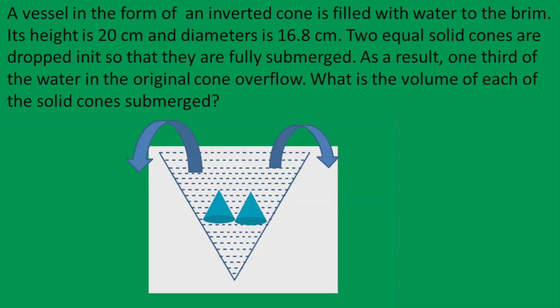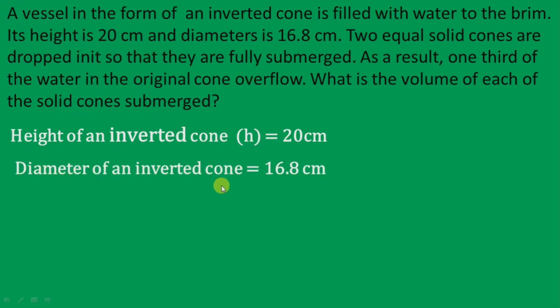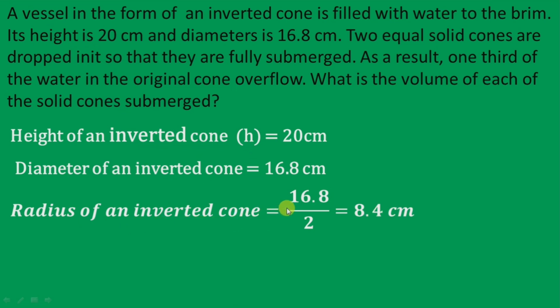So try to understand. There is a vessel in the form of an inverted cone where I put two equal solid cones and the water overflows. So according to Archimedes principle, the volume of these two equal solids is equal to the volume of water overflowed. Based on this concept, we will solve this problem. Height of the inverted cone h is equal to 20 cm. Diameter of the inverted cone is equal to 16.8 cm. So radius of the inverted cone is equal to 16.8 divided by 2 cm, which is 8.4 cm.